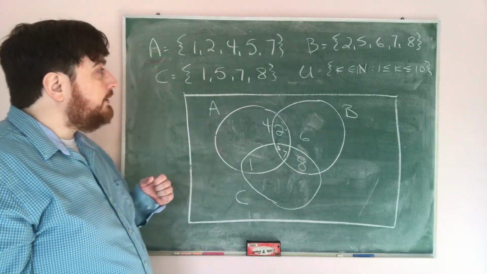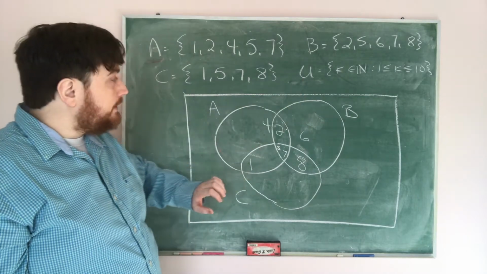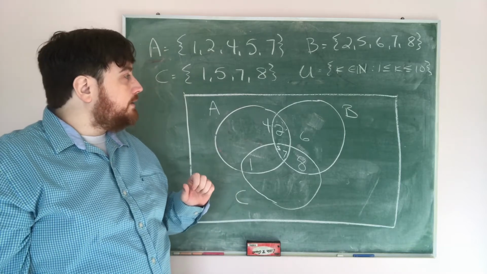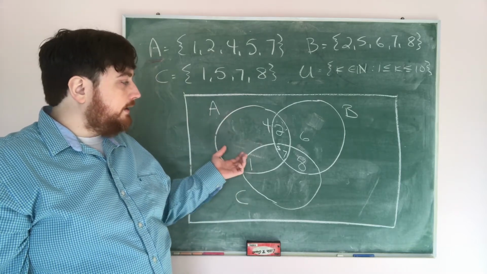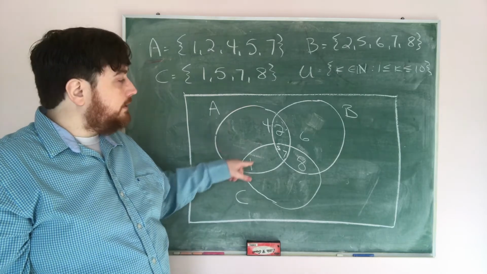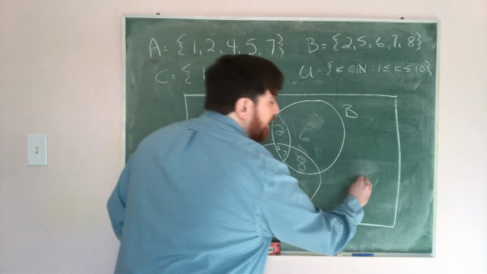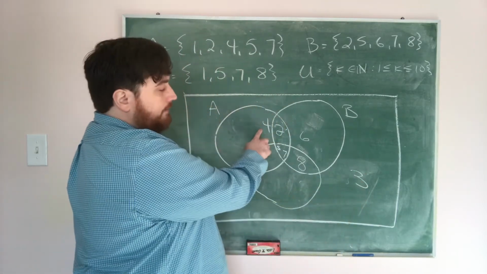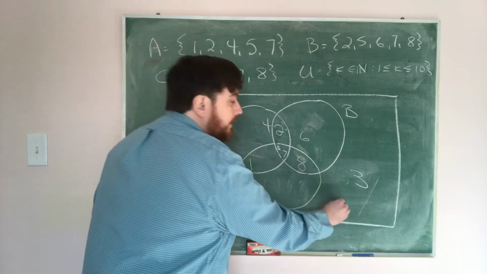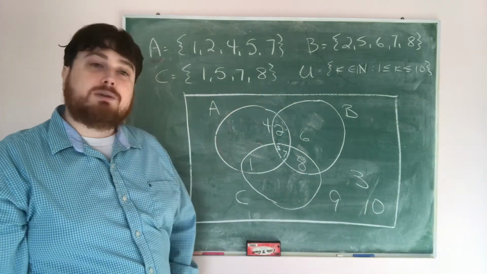Now the last thing I need to do is to figure out what's left in U. So notice that U has to contain all of the integers between 1 and 10, and so I just want to go through and see what's left. Notice that I already have a 1 in U, I have a 2 in U, I don't have a 3 at all, so I need to put a 3 in U. I have a 4, 5, 6, 7, 8, I don't have a 9, and I don't have a 10, so I need to put both of those in U.